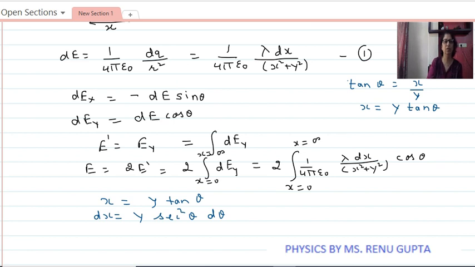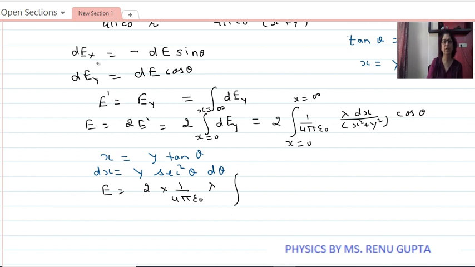Now therefore E is equal to 2, which is constant, into 1 upon 4 pi epsilon 0, which is also constant, lambda is also constant, integration. Instead of dx, now it will be y secant square theta d theta cos theta, divided by x equals y tan theta, so I can say y square tan square theta plus y square.